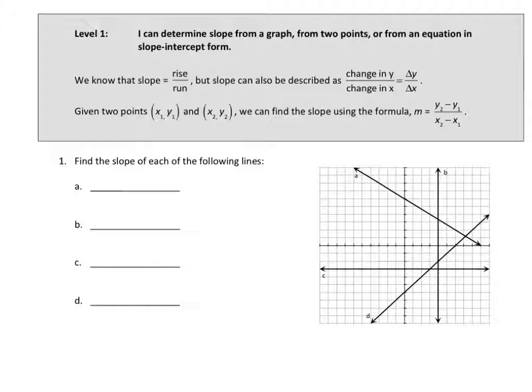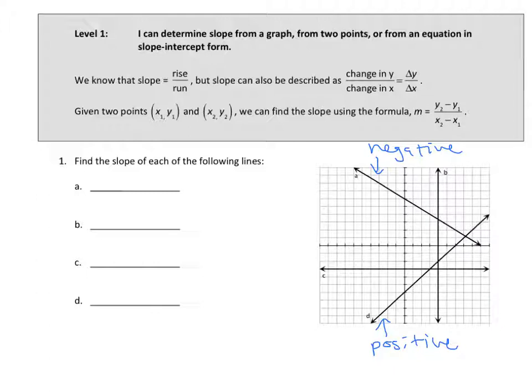It's kind of like walking up a mountain from left to right. Line D has positive slope. A line with negative slope goes down from left to right, or it decreases, like walking down a mountain from left to right. So line A would be negative slope.